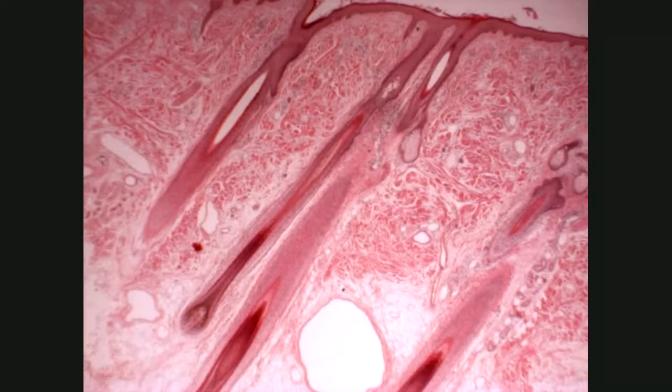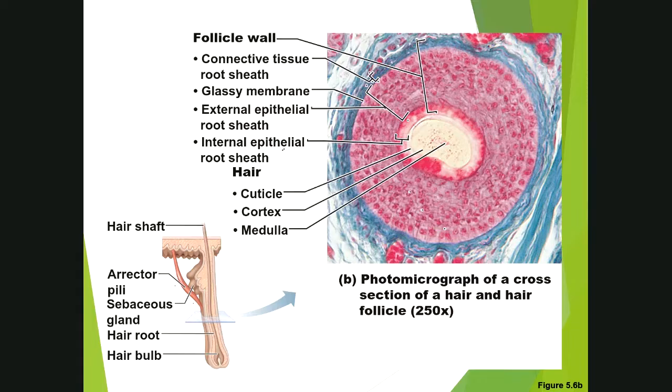Now this is a slide and it's a little bit harder to see, but you can still see it. Here's a much better picture. Look, there's the connective tissue sheath, right? There's the basement membrane or the glassy membrane. External, internal, cuticle, cortex, medulla.